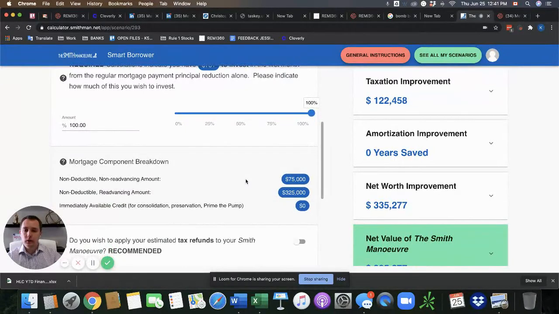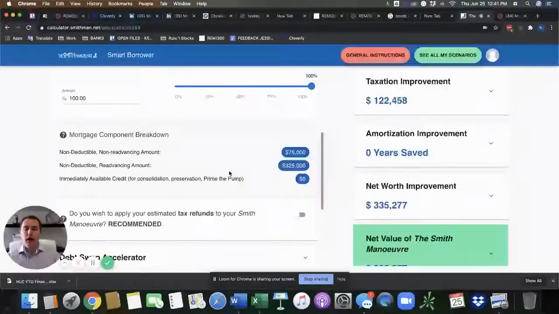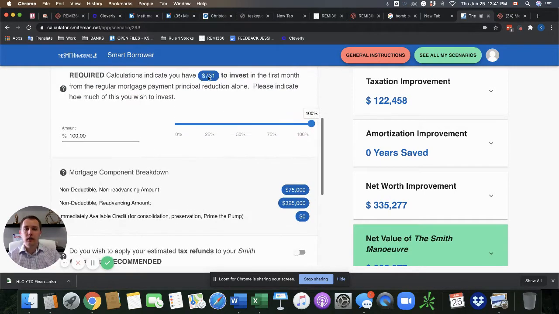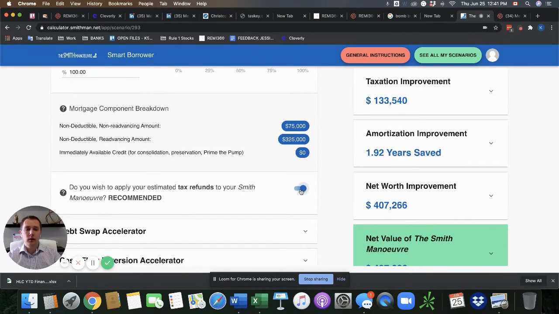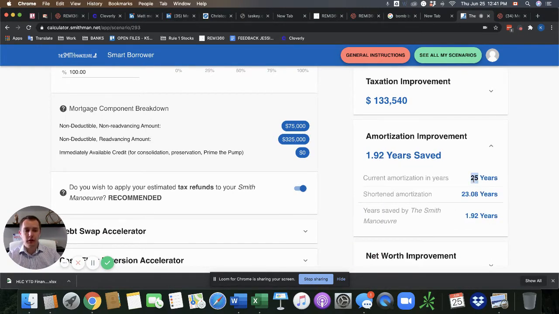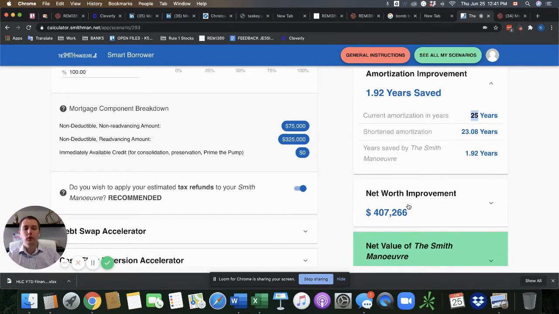Every year you're paying interest, you deduct the interest, like on this $700 that you're borrowing to invest for the future. You deduct interest on this money, and at the end of the year, you'll get a nice refund. If you apply this tax refund into your strategy here, you can shave off at least 2 years from your original amortization, which is 25 years. You can also improve your net worth by $400,000.